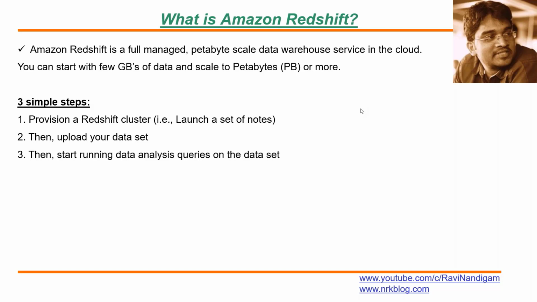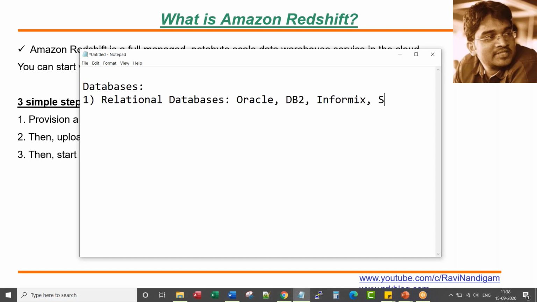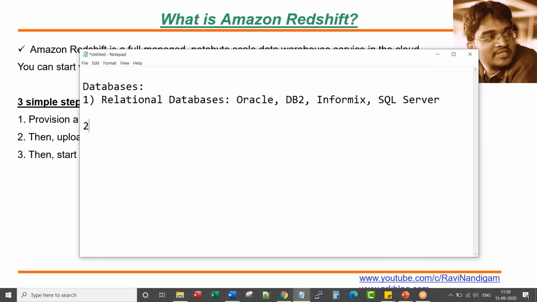This lecture talks about what is an Amazon Redshift. Before we understand what is an Amazon Redshift, let me walk you through the evolution of database technologies. If you go back in history of databases, we have something called relational databases. For example, Oracle, DB2, Informix, SQL Server. Over the years, there is a need for data warehousing.